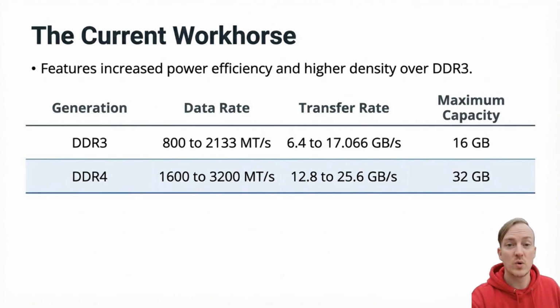Next is the current workhorse, DDR4. This generation brought increased power efficiency and much higher density. A single stick can hold up to 32 gigabytes, and transfer rates jumped significantly, pushing 1600 to 3200 megatransfers per second. This is the standard you will see in the vast majority of enterprise desktops today.